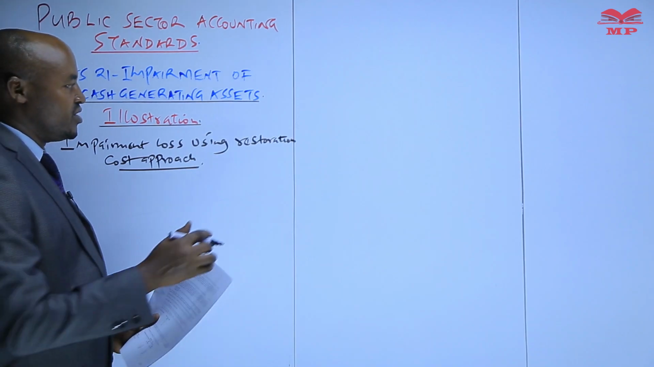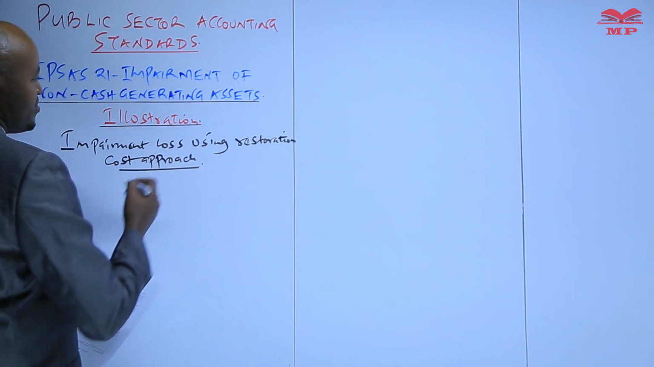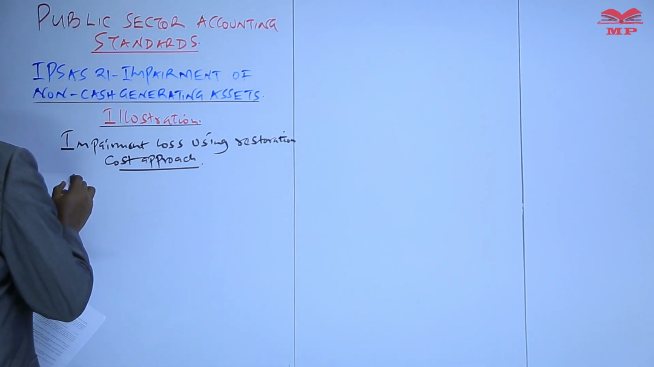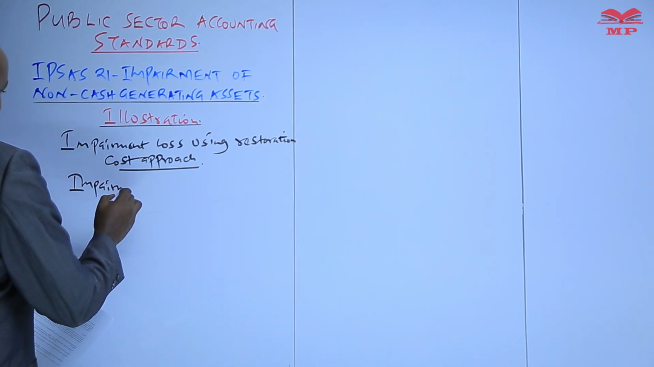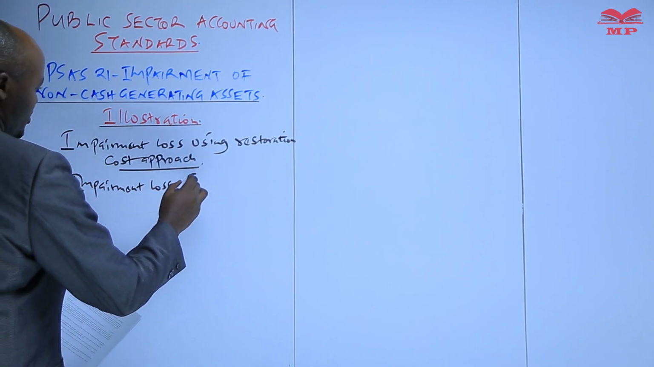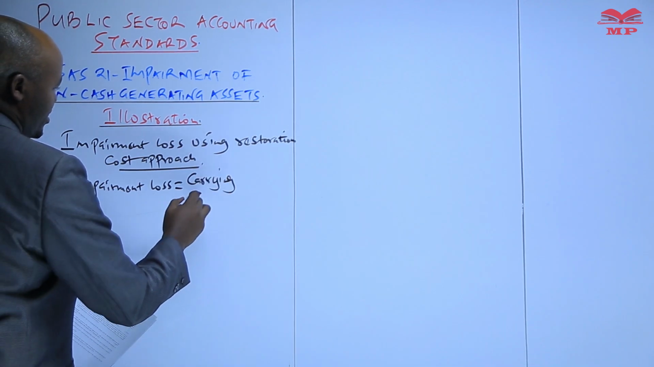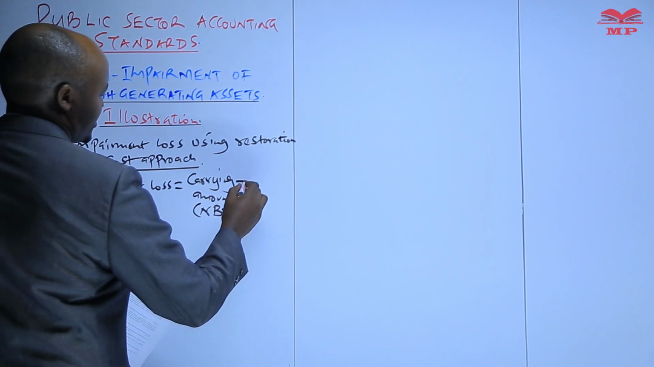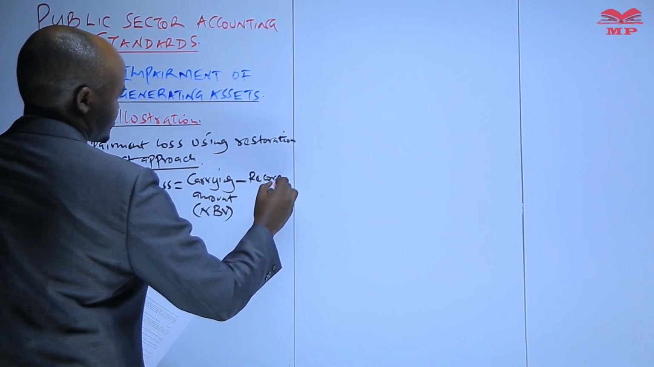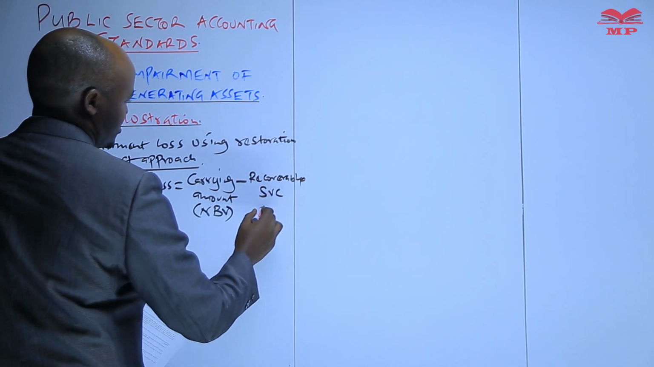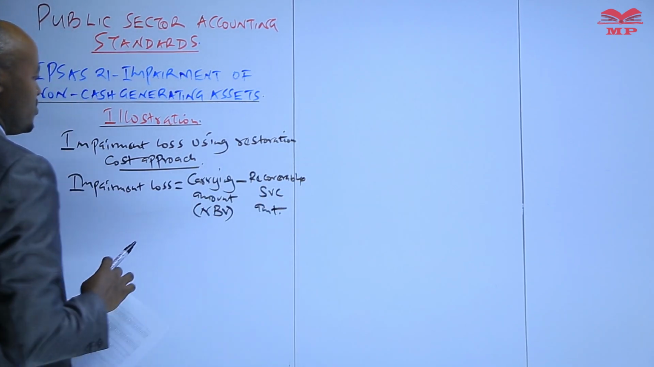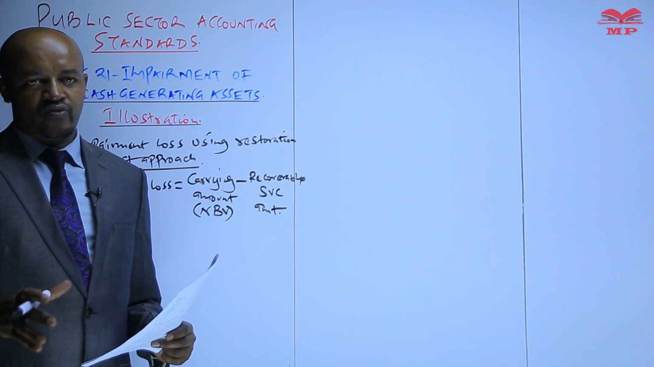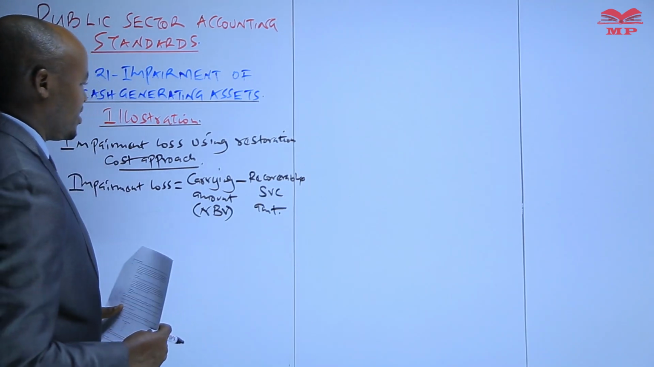The first thing you need to remember as a student is how we determine the impairment loss of a non-cash generating asset under IPSAS 21. The impairment loss is equal to the carrying amount of a non-cash generating asset, which is the same as the net book value, minus the recoverable service amount. Therefore, for us to determine this impairment loss, we have to determine these two values, the carrying amount and the recoverable service amount.